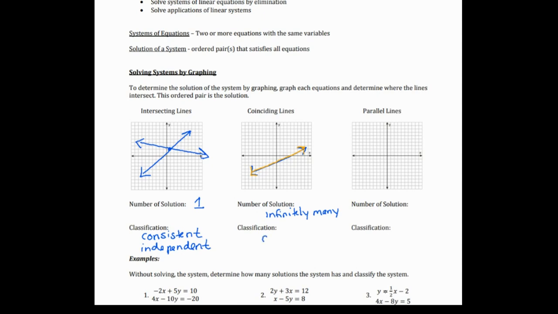This classification is that it's consistent, meaning there's a solution, and it's dependent. They're the exact same lines. Our last scenario is parallel lines. So for example, we may have one line that we plot here, and then another line. And they are parallel. So how many times do they intersect? None. So there are 0 solutions. This is an inconsistent system.